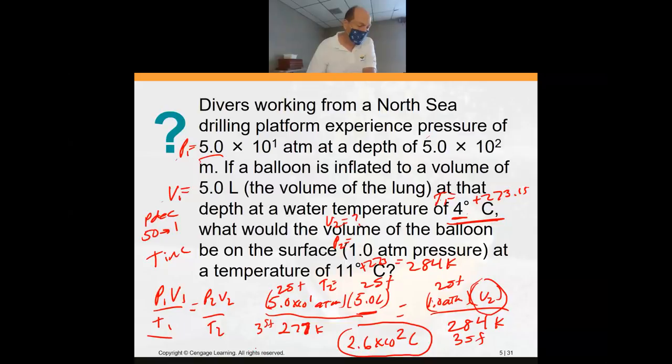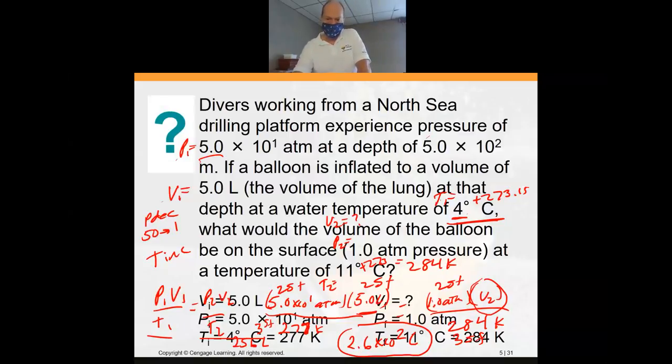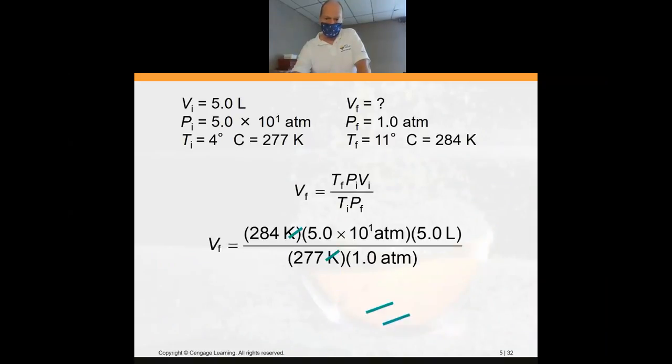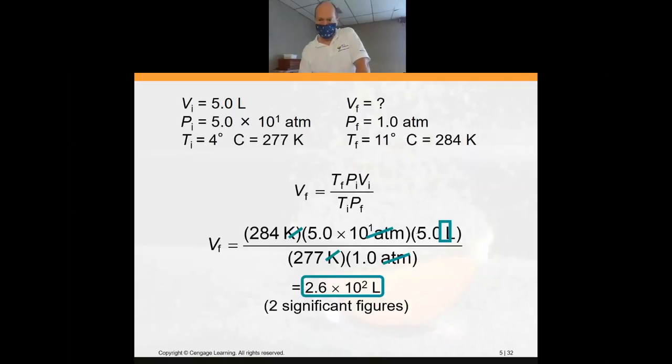So the answer will come out on your calculator as 256 liters. You have to convert that to 2 sig figs by putting it in scientific notation. So again, you're giving your answer to 2 sig figs. You had to convert it to scientific notation for that one to be correct to 2 sig figs.